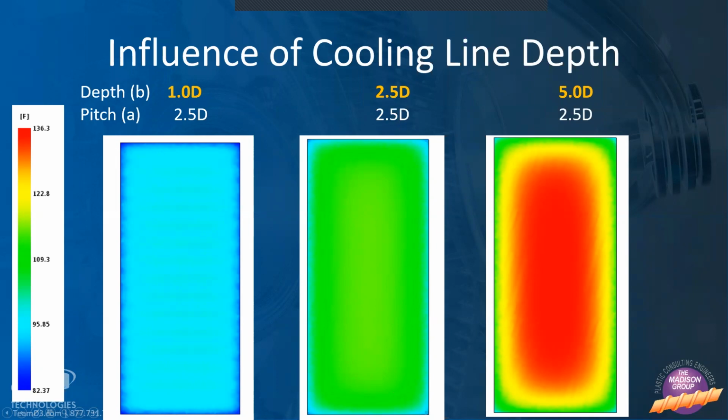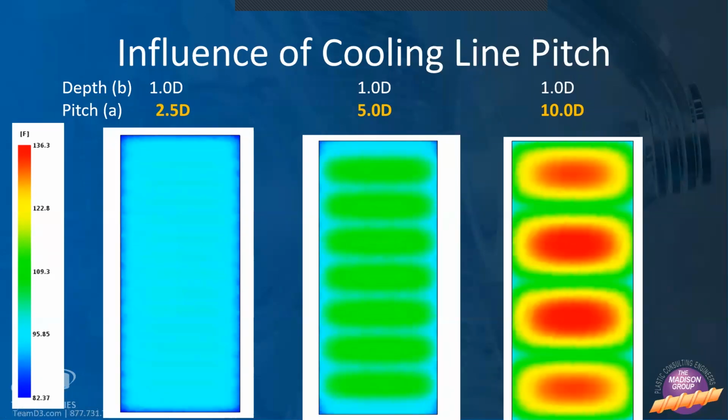And as we continue moving it away, even more variation. So we'd like to be as close as possible to the mold surface without interrupting the integrity of the mold to get this cold mold surface and a nice uniform mold surface temperature. We did the same exercise where we kept the depth of the cooling lines the same, but we changed the spacing of them. And you can see the closer we can place those cooling lines together, the more uniform mold surface temperature we're going to get.